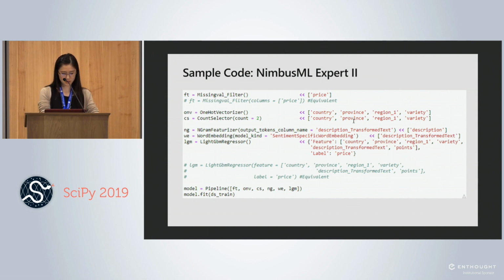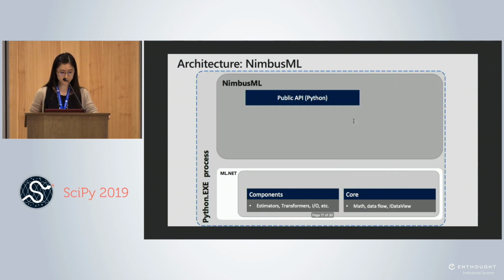And then model equals pipeline, we are just chaining up all the learners and transforms together, and they will know from the order as well as the input-output columns which column they need to grab from the previous data, and then we can do model.fit.